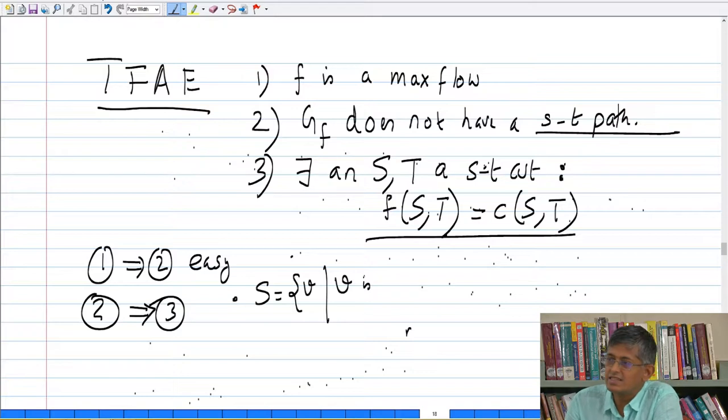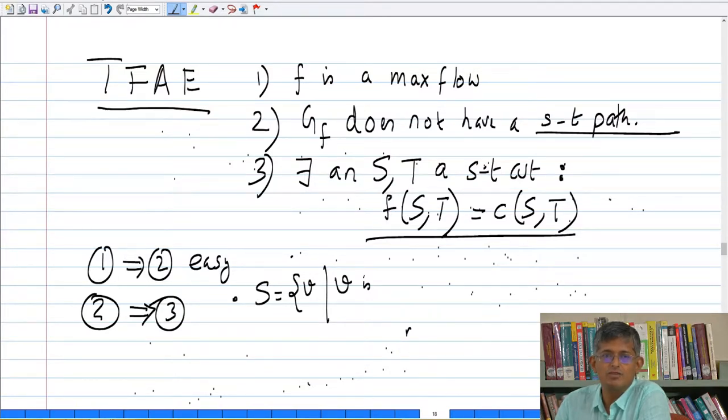Can somebody guess what S is? The capital S. Remember what you should do: you have a flow, somebody says it's a max flow. You constructed a residual network GF. There is no path from S to T. I want you to now give me a partition of the vertex set into capital S and capital T, such that capital S contains S and capital T contains T, the terminus. So can you give me S? What is your idea?